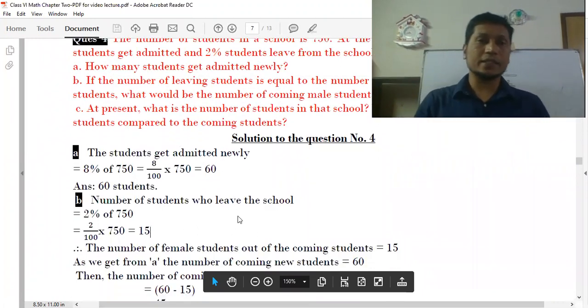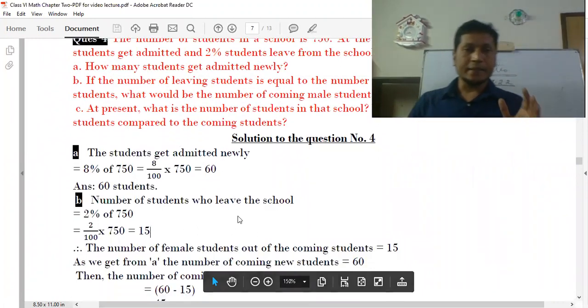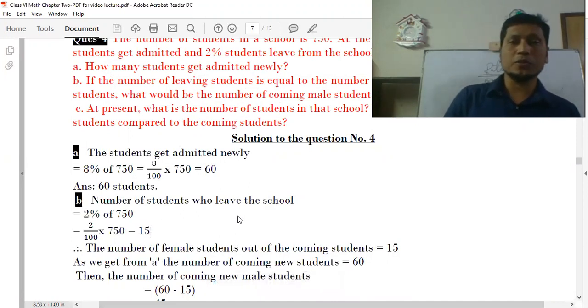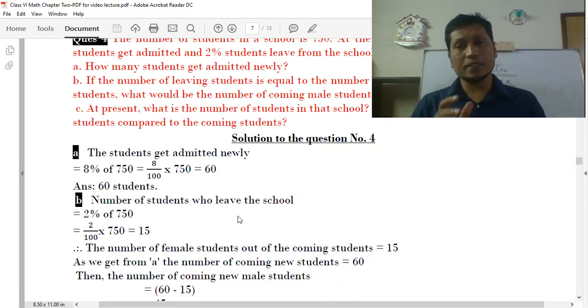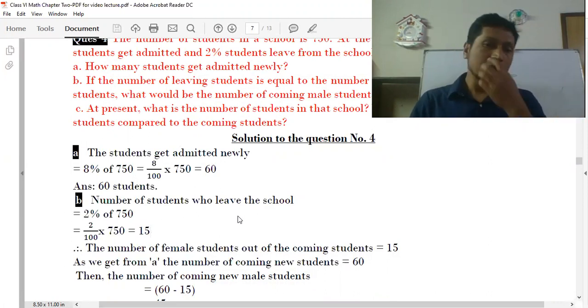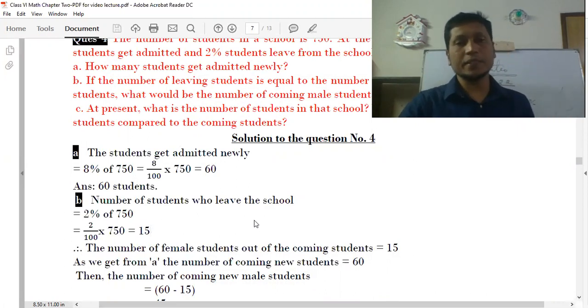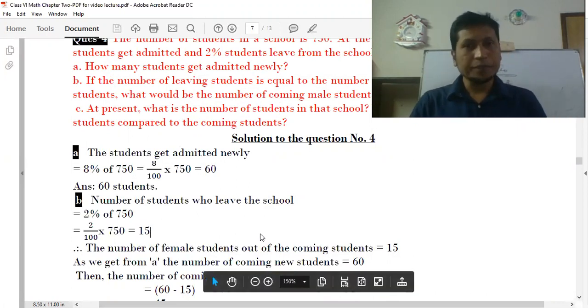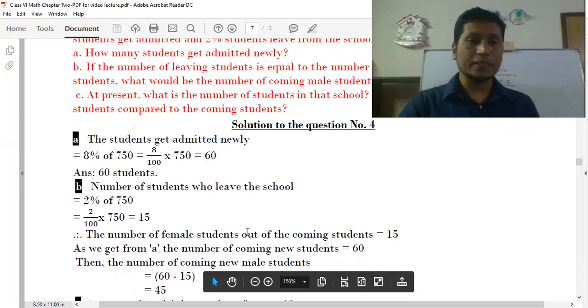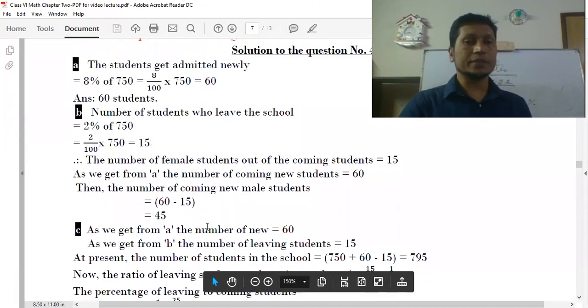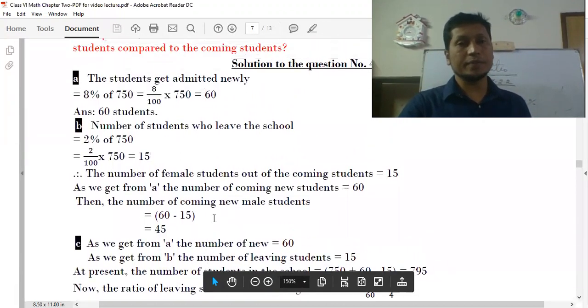And the question says in part B, the left students is equal to the female students. That is, the female students and left students are equal to each other. So we can say female students were 15. Since female students were 15 and total students were 60, so male students will be 60 minus 15, that is 45. Okay, so part B answer is 45. I think you have understood this.